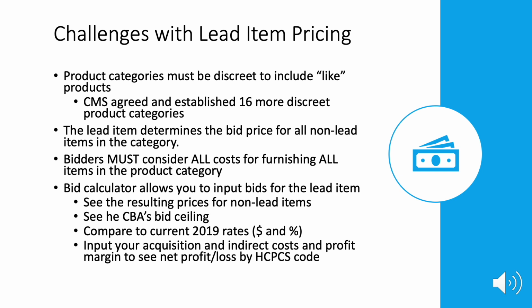We've also included columns where you can put your acquisition and indirect costs and profit margin, to see the net profit and loss by HCPCS code within each of those product categories. I can't underscore enough the importance of playing with that bid calculator to see the impact of lead item pricing on non-lead items.